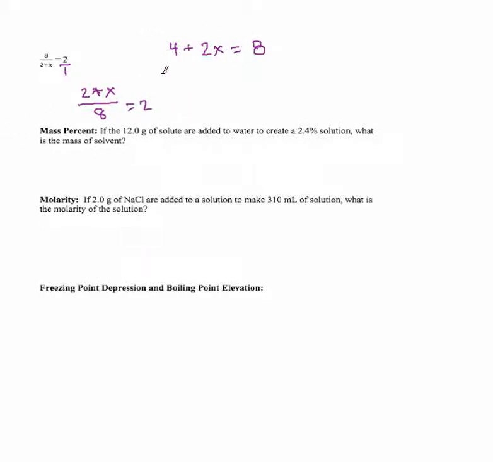So here's what you have. Now you need to solve. So isolate x first, so subtract 4 from both sides. Okay, so what you end up with is 2x equals 4. Now, in order to solve for x, I need to divide both sides by 2, and what you get for x is 2.